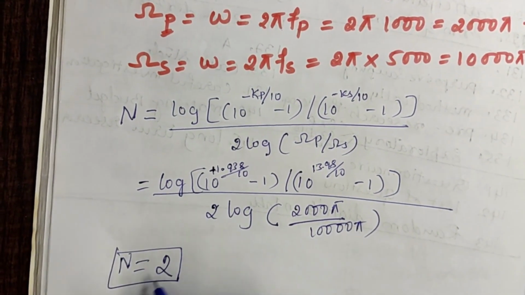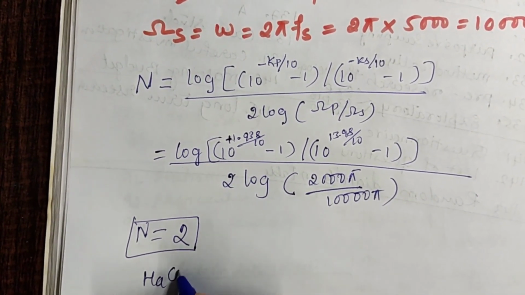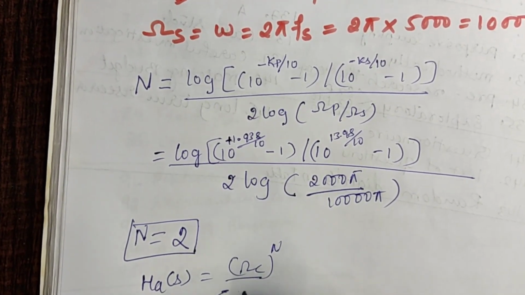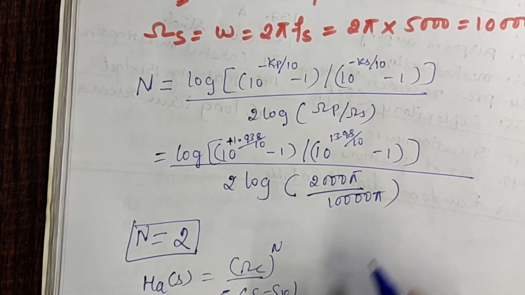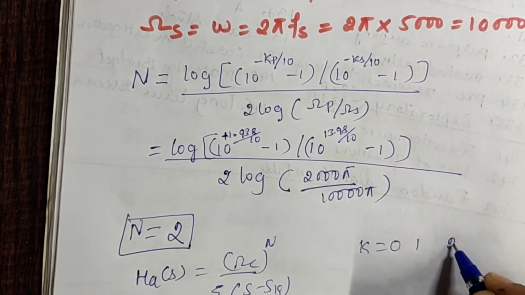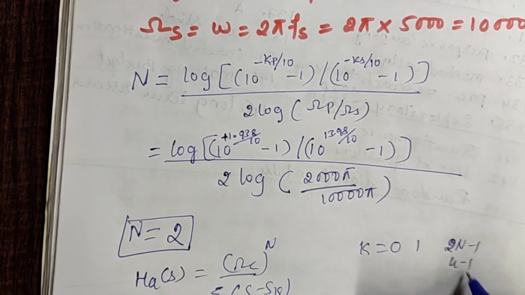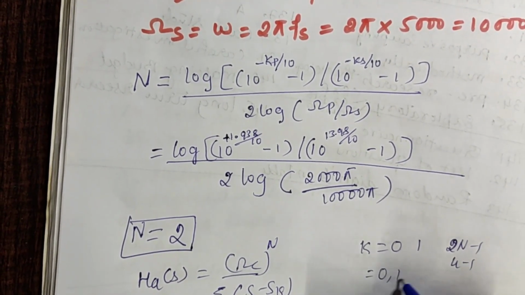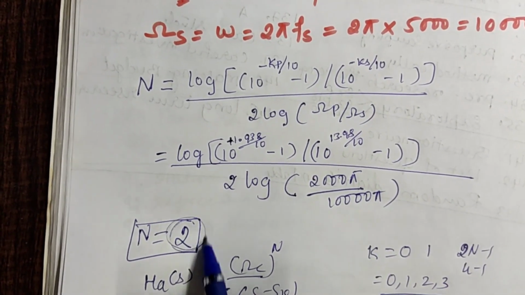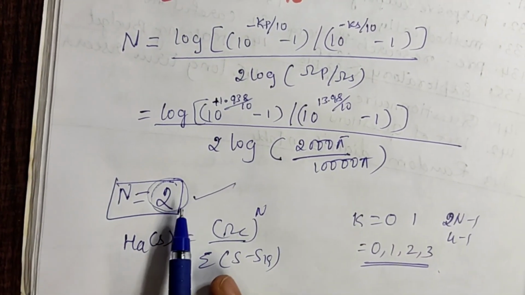When we have n is equal to 2, we can go ahead with the formula H of s is equal to ohm c raised to n divided by the product of s minus sk. Now we have to start substituting k. K is equal to 0, 1 up to 2n minus 1, and n is 2, so 4 minus 1, which is 3. So it is 0, 1, 2 and 3. Among these, only 2 poles will be stable. So those two poles only we have to consider.